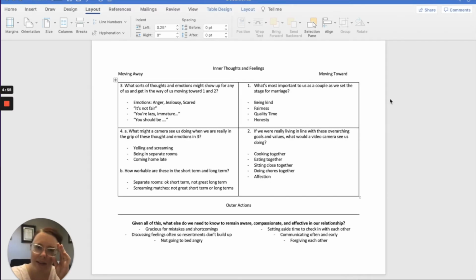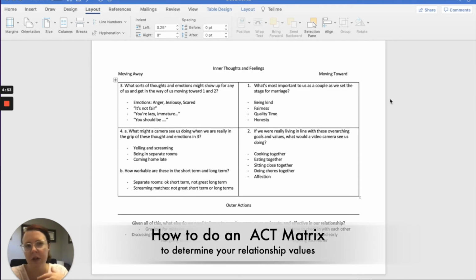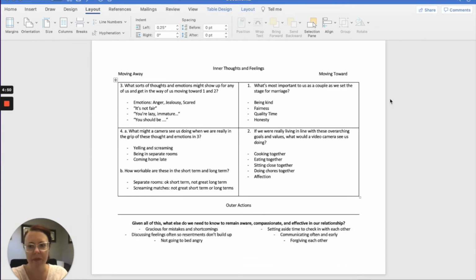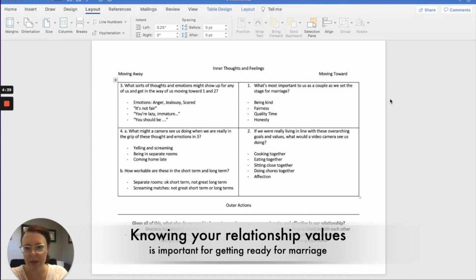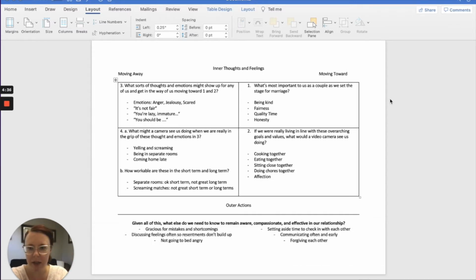Welcome back. This is to show you how to do an ACT matrix in order to determine what your relationship values are. I talk about relationship values in episode 24 of the Communicate and Connect podcast because I think this is pretty foundational, especially as people are about to get married and are doing their premarital couples counseling, and even just as a tune-up as they go through their marriage. And so this is what an ACT matrix looks like. So I'm going to walk you through it.